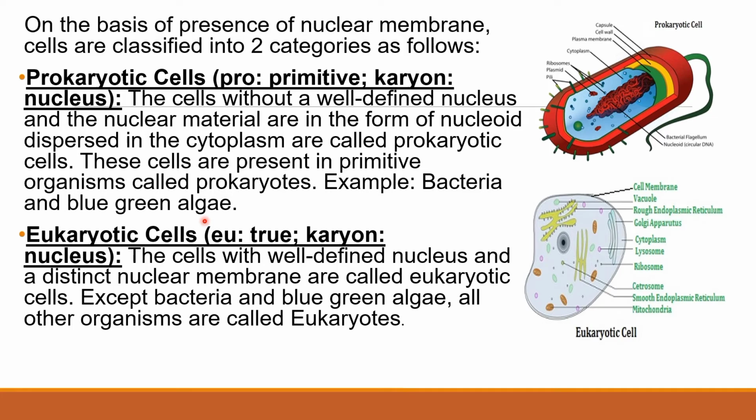In these types of cell, the nuclear membrane and distinct nuclear material will be present. But in prokaryotes, the nuclear membrane and nuclear material may be absent. So, except bacteria and blue-green algae, all the organisms are eukaryotic. Starting from plants and animals, all the organisms are eukaryotic. Only bacteria and blue-green algae don't have a well-defined nucleus.